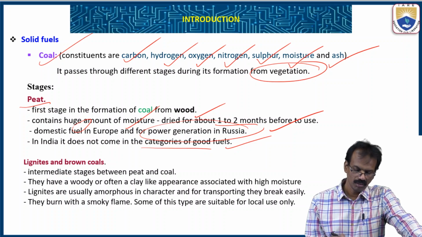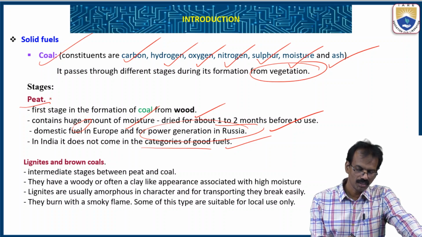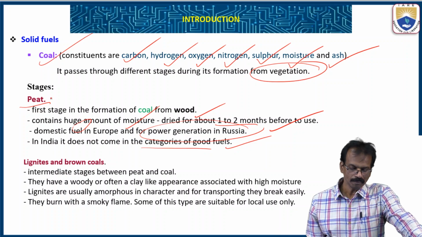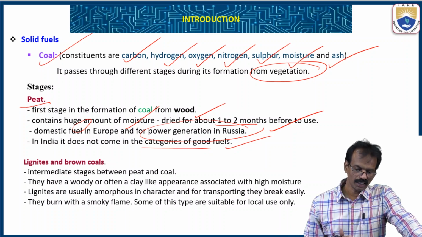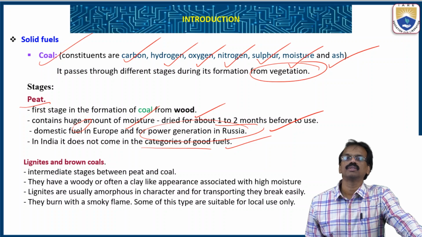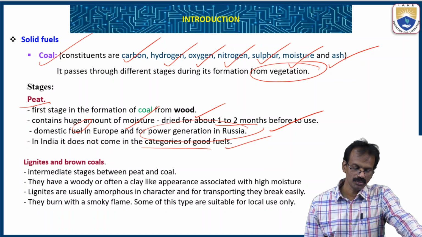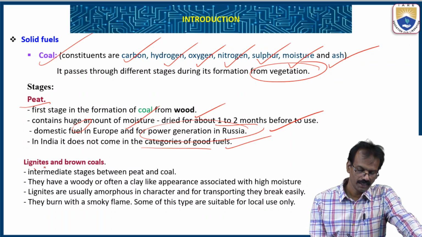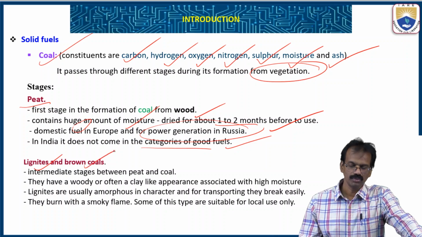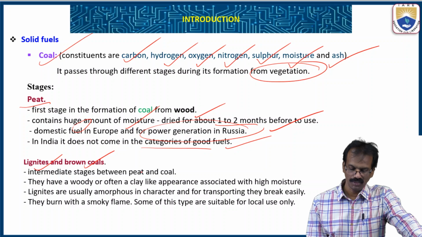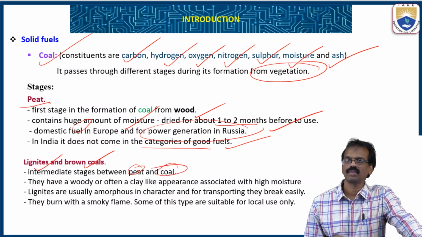So here, peat will not be considered as a good fuel. The second one is the lignites and the brown coals. These are types of coals. Lignites and brown coals are intermediate stages between peat and coal.